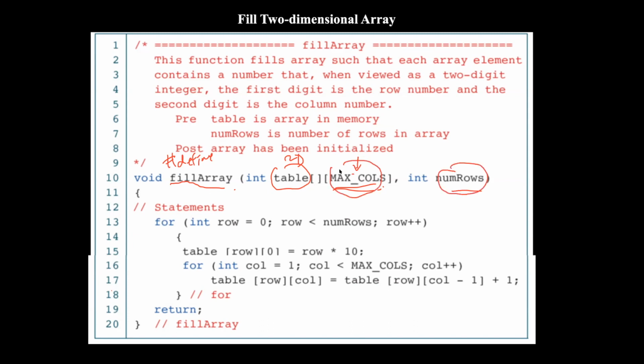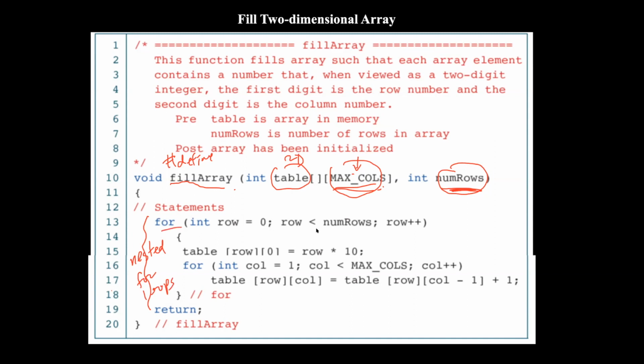We pass, in addition, a 2D table. We also pass in by value the number of rows that we have. Because this is a two-dimensional table, a table is two-dimensional with columns and rows, we have to have nested for loops. There's an outer loop, there is an inner loop.